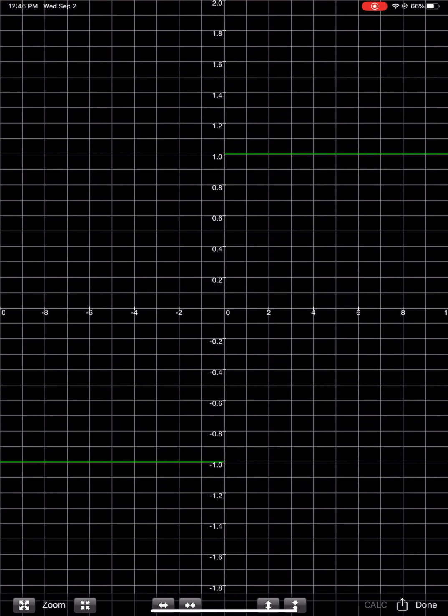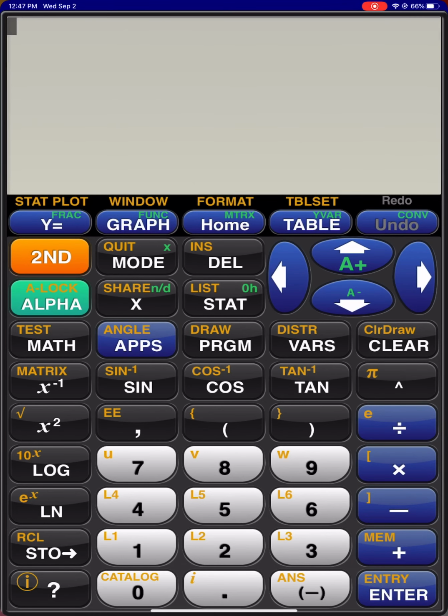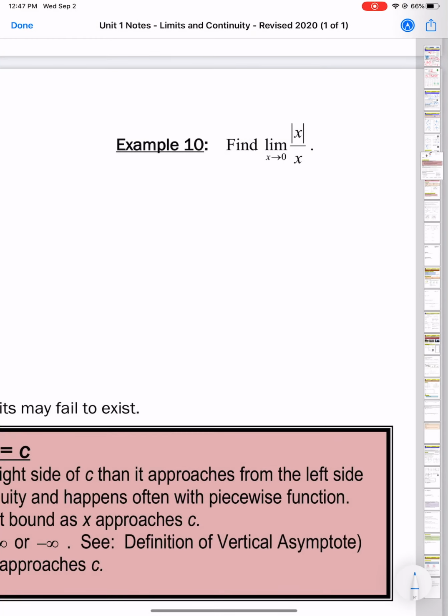And this is actually something that was on our pre-calc review packet. We showed that this function was equal to 1 for positive values of x, -1 for negative values of x. So what could we say about the limit here as x approaches 0? Well, because we're not approaching the same value from both sides, from the left we're approaching -1, from the right we're approaching +1, because those are not approaching the same value, the limit here does not exist.